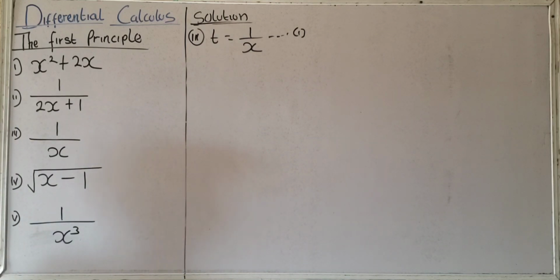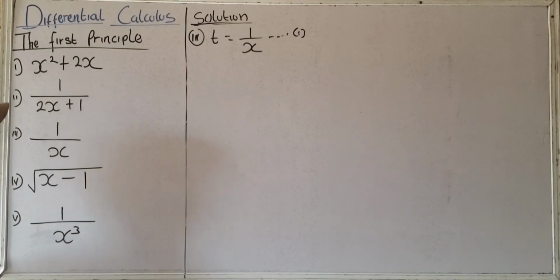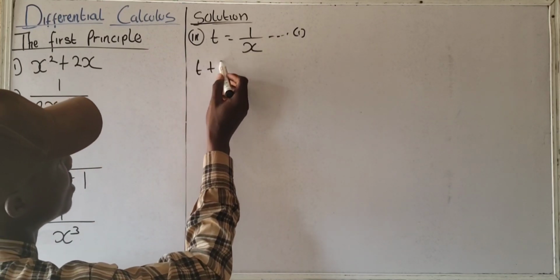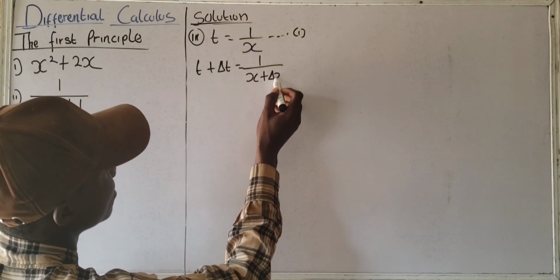The first step is that we have to increase x by delta x. That means anywhere I see x in equation 1, I'm going to replace that with x plus delta x. There will also be a corresponding increment in t by delta t. So I'm going to have t plus delta t equals 1 all over x plus delta x.